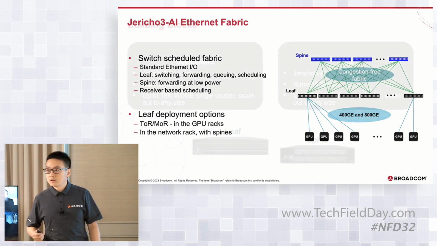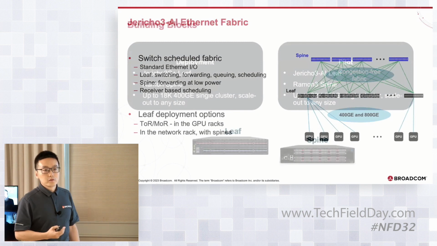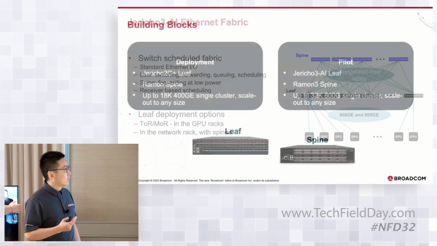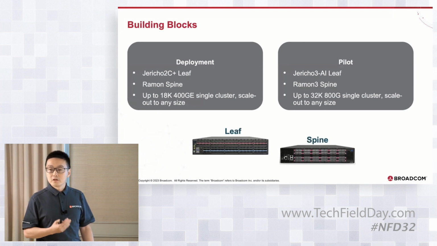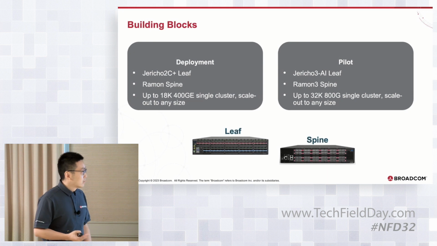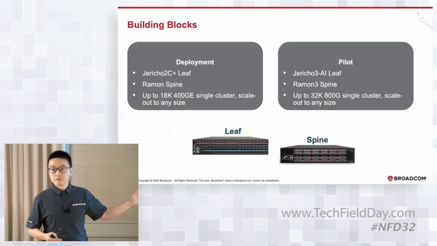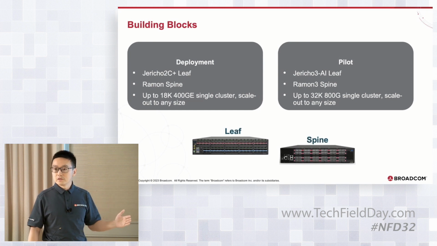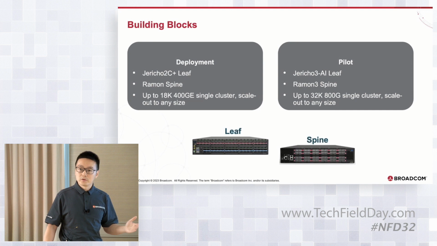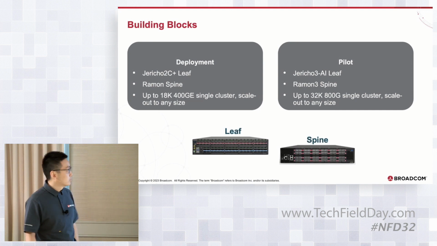So what are the building blocks of the scheduled fabric? There are two basic building blocks. The leaf is based on the Jericho family, and the spine is based on the Ramon family. What we have in commercial massive deployment is the J2C plus and the Ramon family. The leaf has two types of front panel. The blue front panel is the Ethernet interface to connect with endpoints, and the red front panel is the networking port to connect with the spine devices.